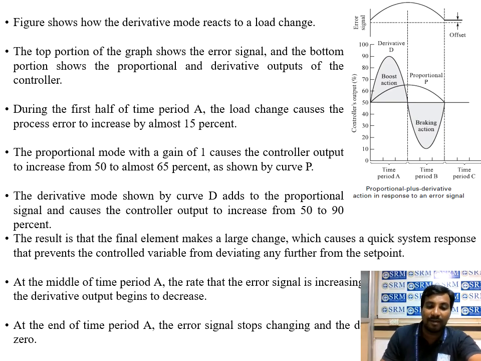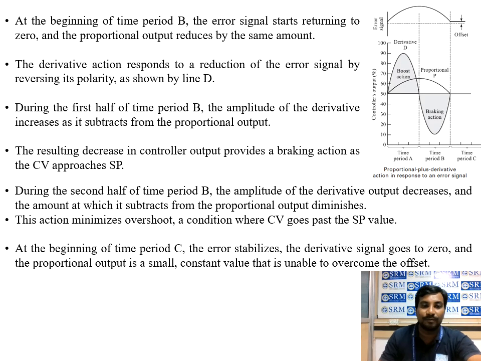In the middle of this time period A, the rate at which the error signal is increasing begins to drop off and the derivative output begins to decrease. At the end of period A, the error signal stops changing and the derivative output goes to 0. At the beginning of time period B, the error signal starts returning to 0 and the proportional output reduces by the same amount. The derivative action responds to the reduction of this error signal by reversing its polarity, as shown in the figure B line.